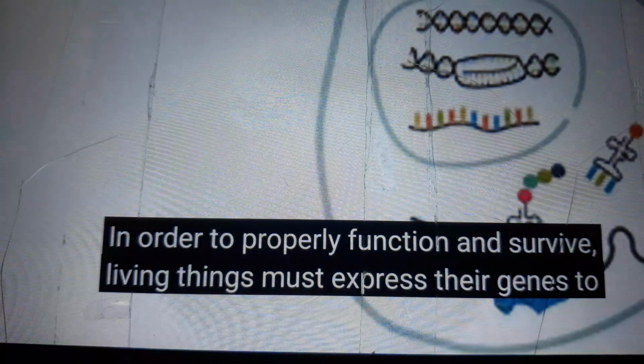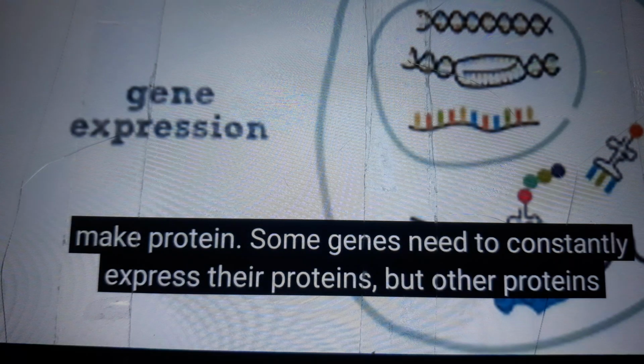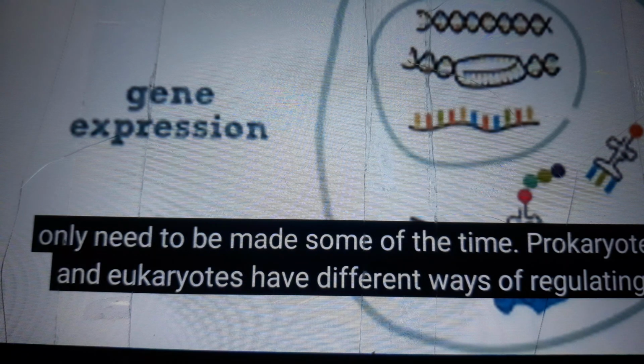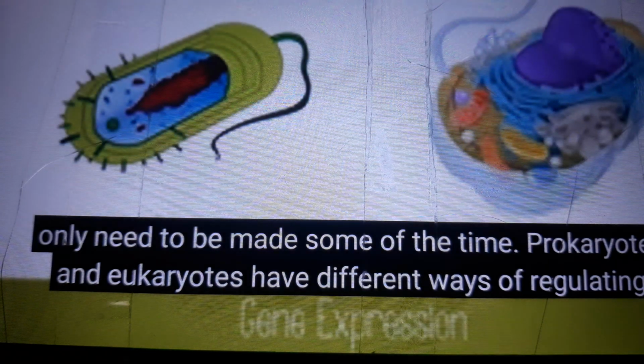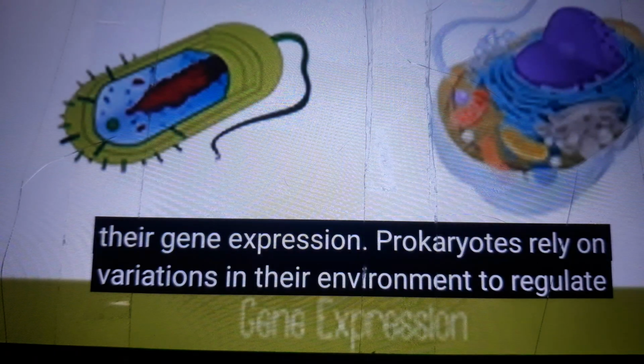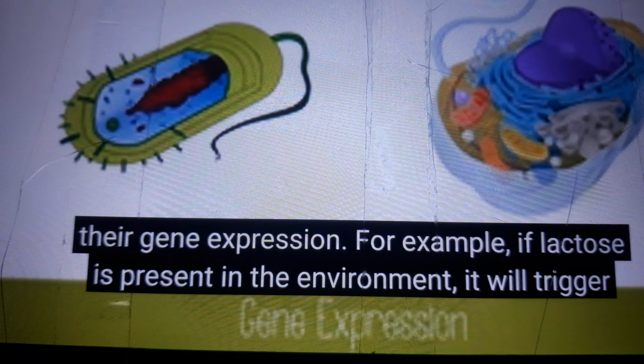In order to properly function and survive, living things must express their genes to make protein. Some genes need to constantly express their proteins, but other proteins only need to be made some of the time. Prokaryotes and eukaryotes have different ways of regulating their gene expression. Prokaryotes rely on variations in their environment to regulate their gene expression.